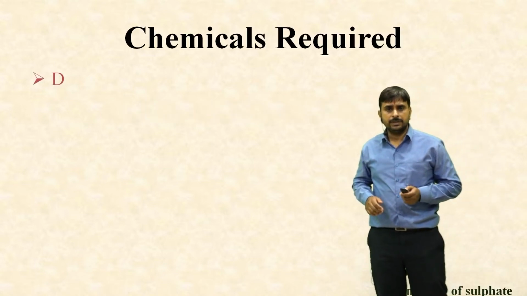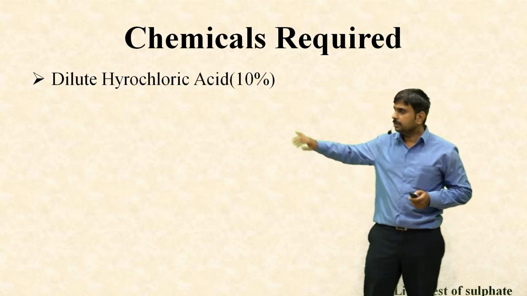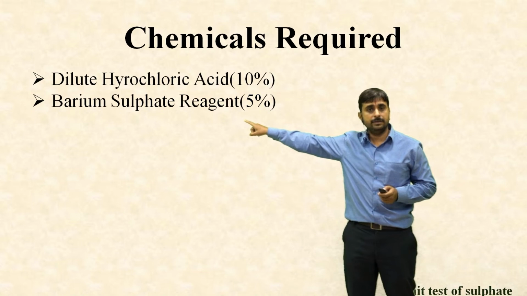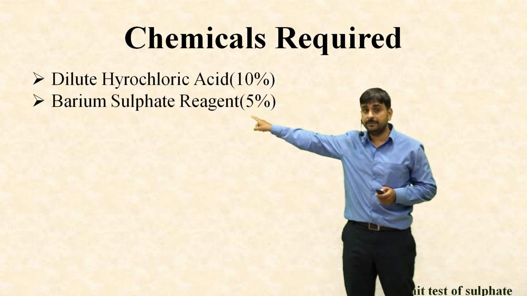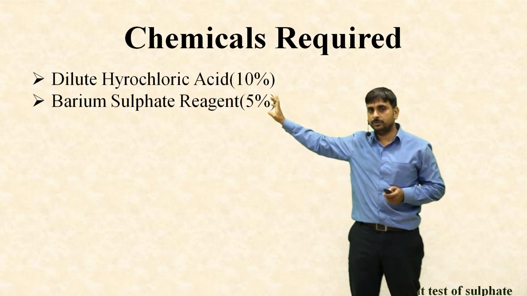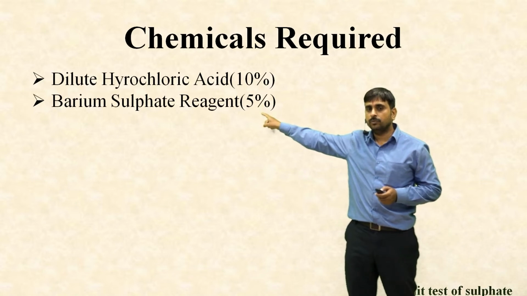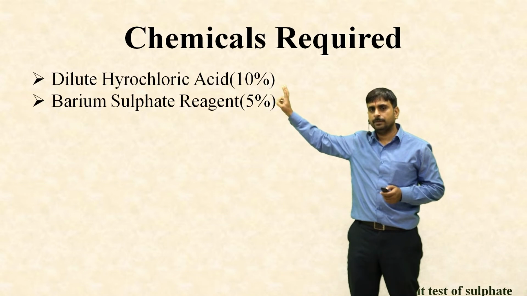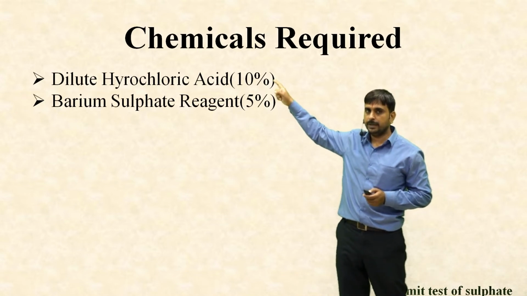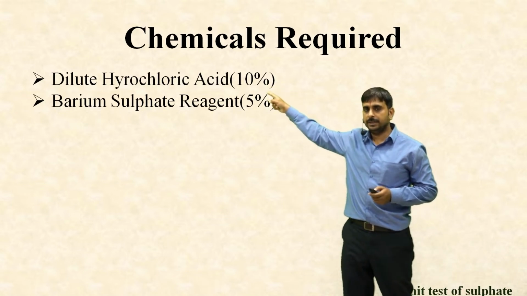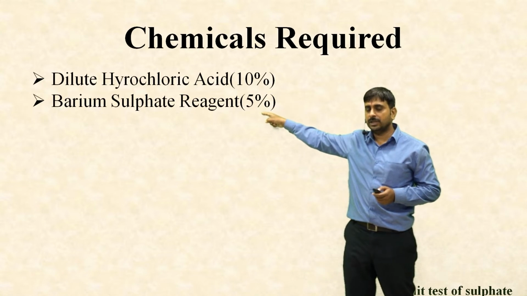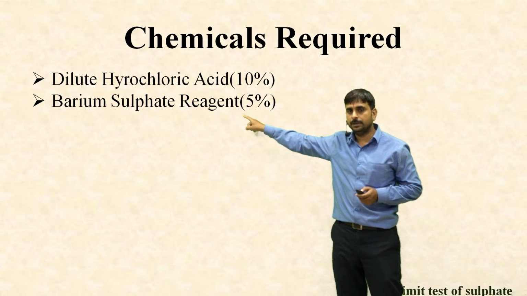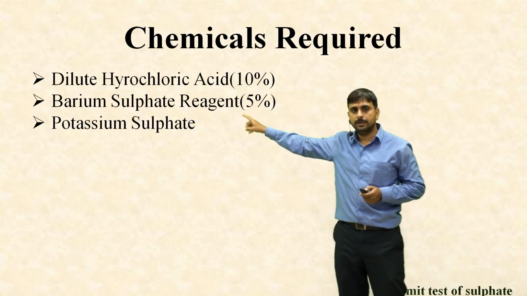The chemical reagents we require are hydrochloric acid and barium sulfate reagent. I repeat, it is barium sulfate reagent, not barium sulfate solution. I will come to how we are preparing it. It is 5%. So we have two basic solutions to prepare: dilute hydrochloric acid 10% and 5% barium sulfate reagent. Now, how are we preparing this one? This is the main chemical, and then potassium sulfate.